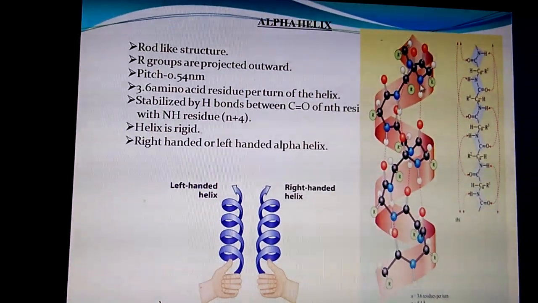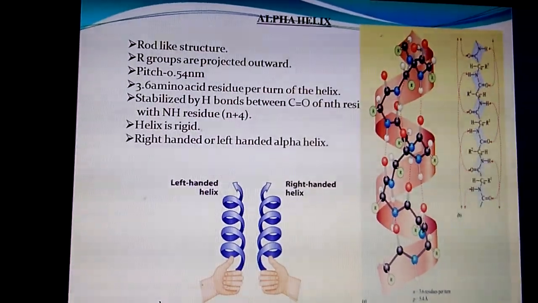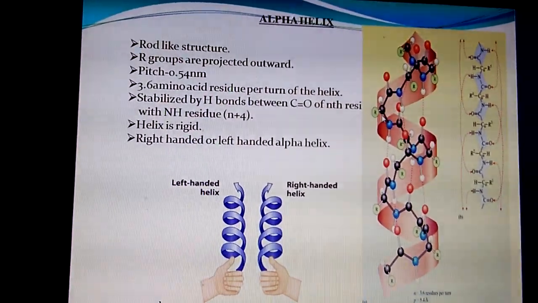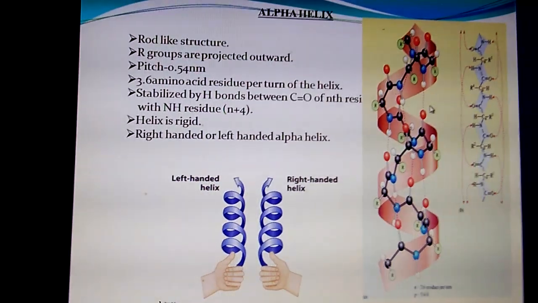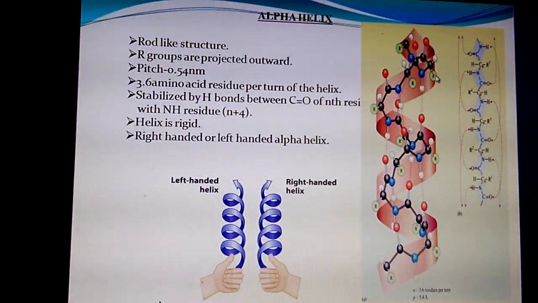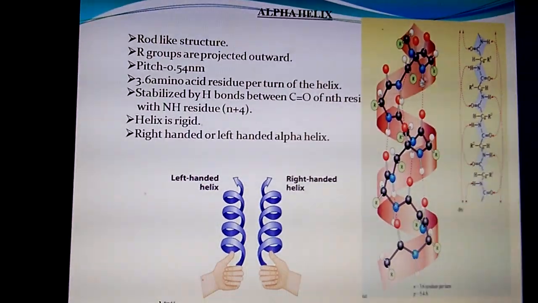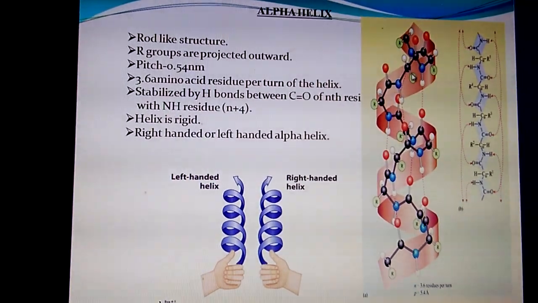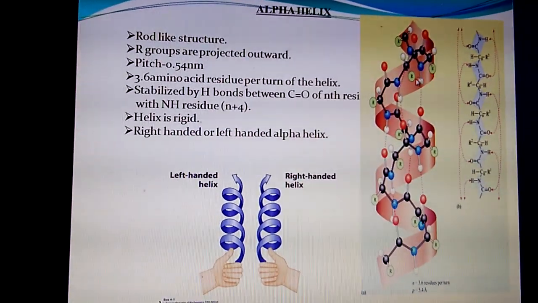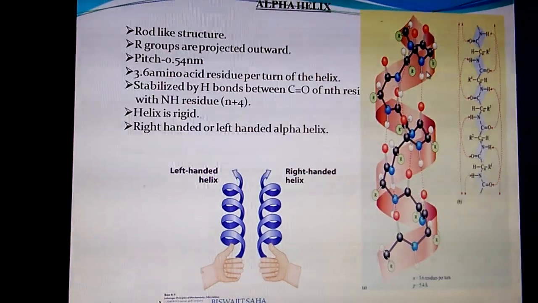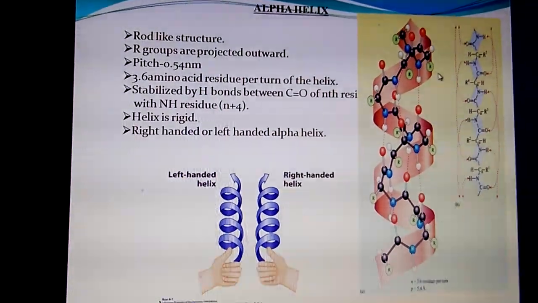We can see that the R groups of each amino acid are located outward from the helical backbone to avoid steric interference of the polypeptide backbone with each other, because if the R group is located internally, there must be some sort of clashes between the amino acids, or positive or negative charges. That is why the R groups are always located outward from the helical backbone.